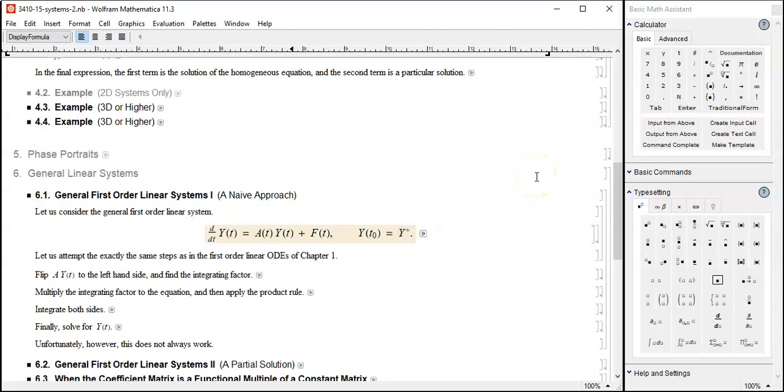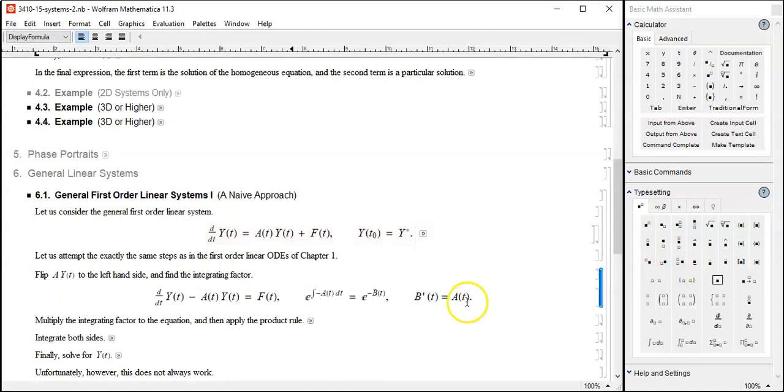Well, let's forget about all those details and just apply the same method that we used in chapter 1, the method of integrating factor. Flip this to the other side like this, and then here is the coefficient function. So let's take the exponential of its antiderivative. We take capital B, which is the antiderivative of A, the integral. Then e to the negative B of t is going to be the integrating factor.